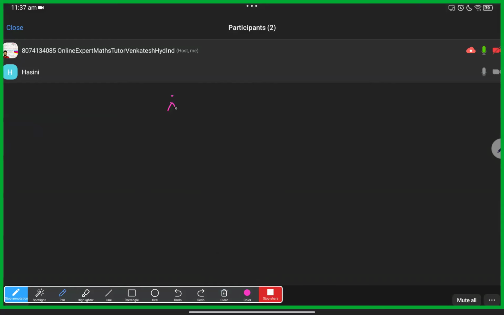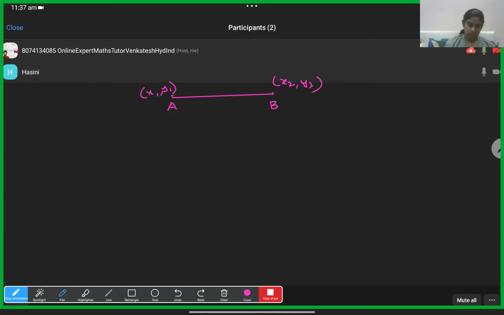Point A, which is x1, y1, and point B, which is x2, y2. Same like the distance between two points A and B, x1, y1, x2, y2, we will take it like that.